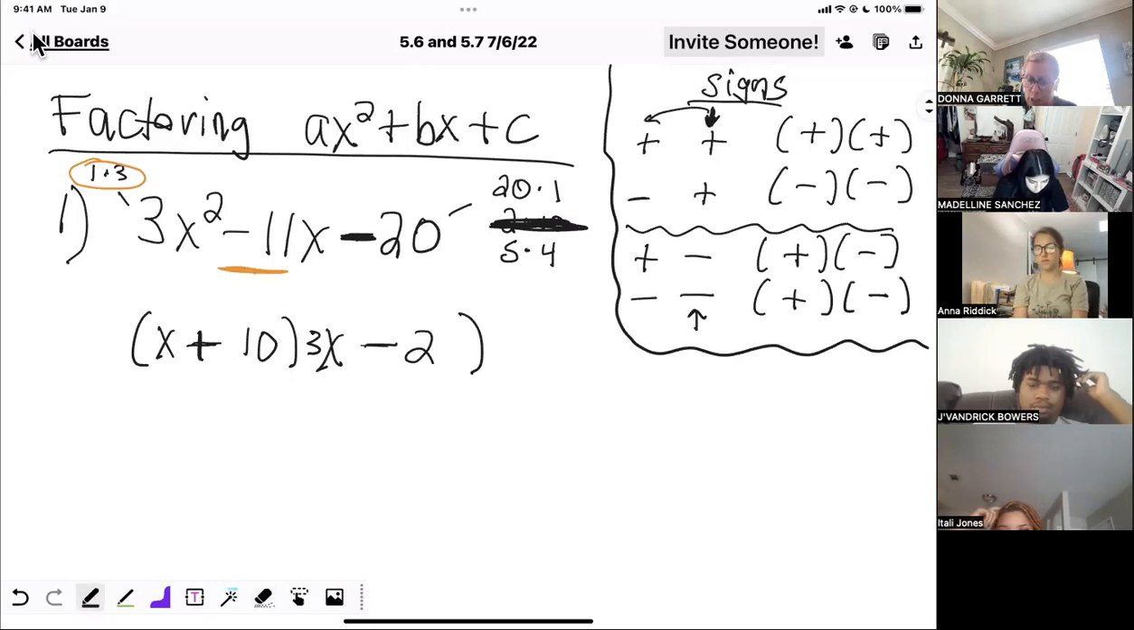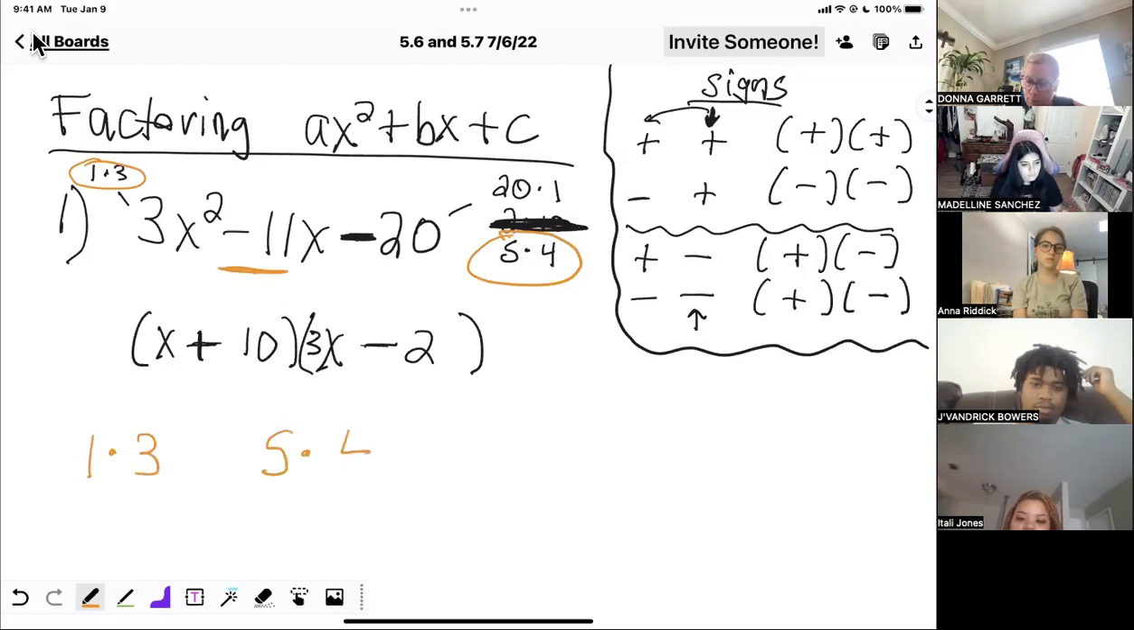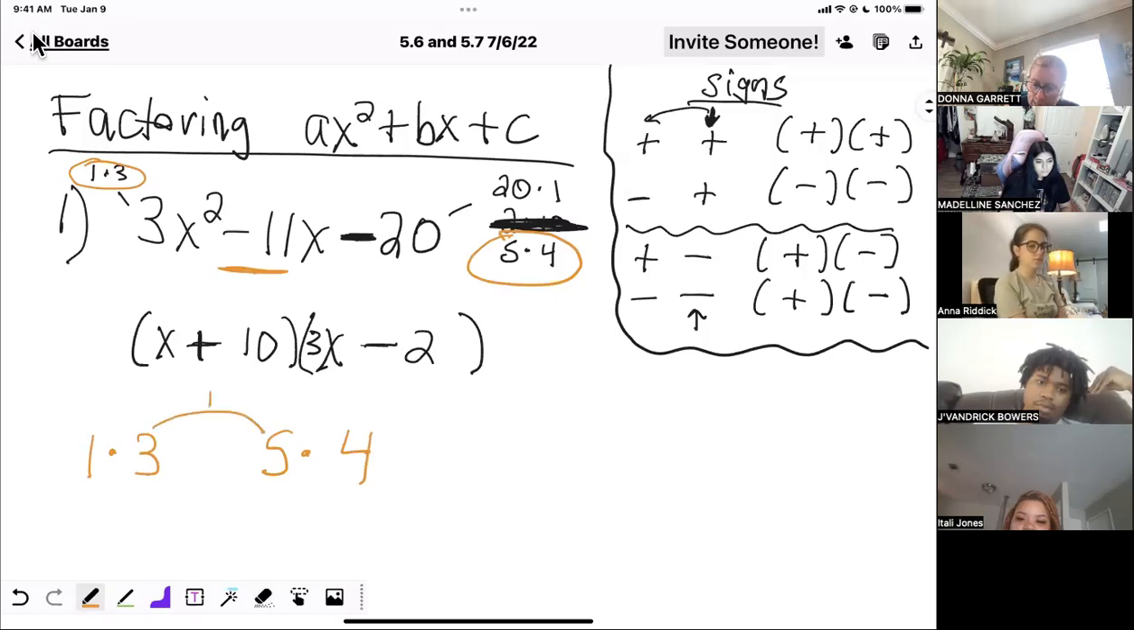Now, you can spend a lot of time doing this, right? A lot of time. This is what I want you to see. 1 and 3 and 5 and 4. What combination, if any, will make -11? Well, 5 times 3 is 15. And 4 times 1 is 4. And if I subtract them, isn't 15 minus 4, 11?